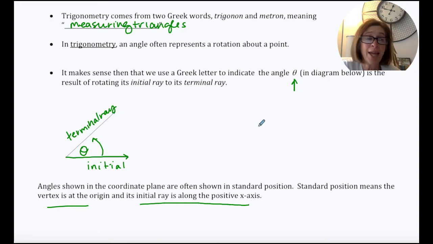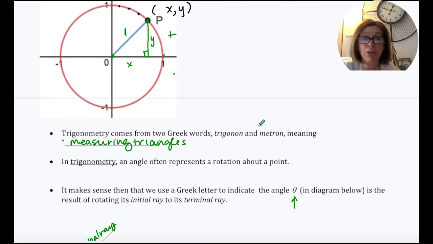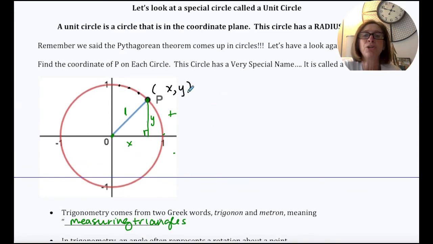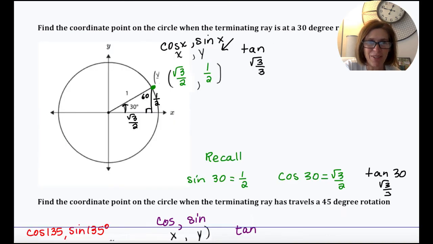Okay, so that's a little bit about the unit circle in trigonometry. Now we're going to use it to find some of those coordinates.